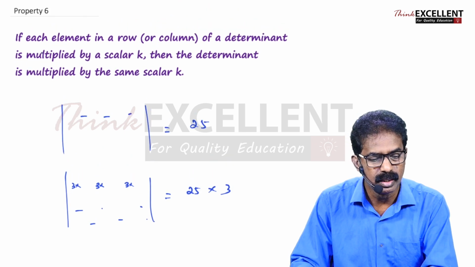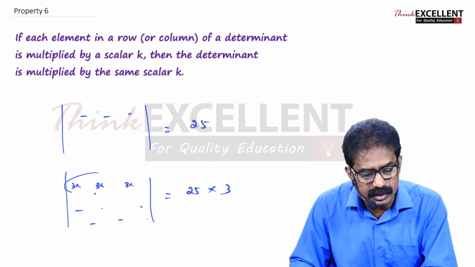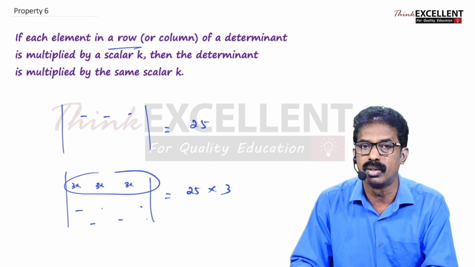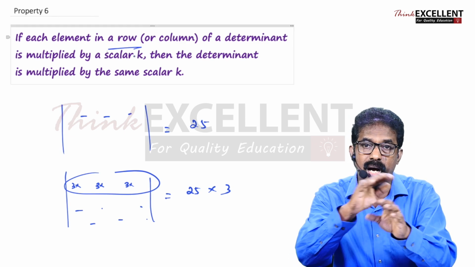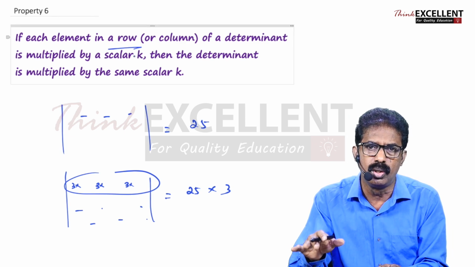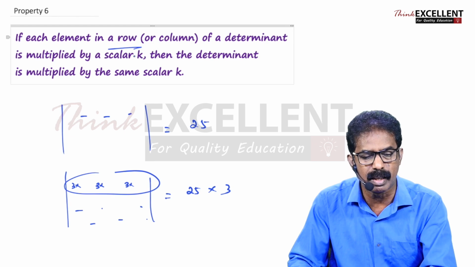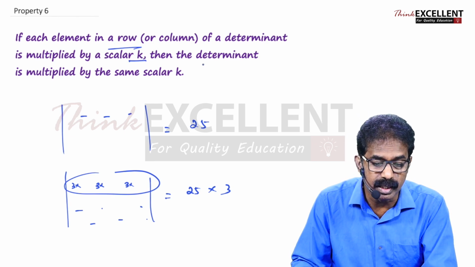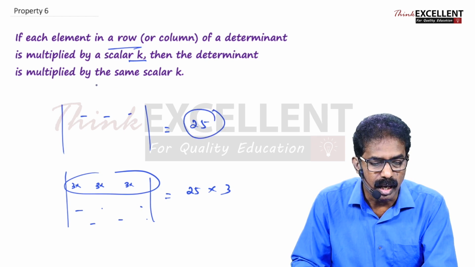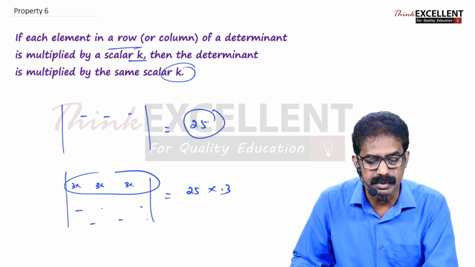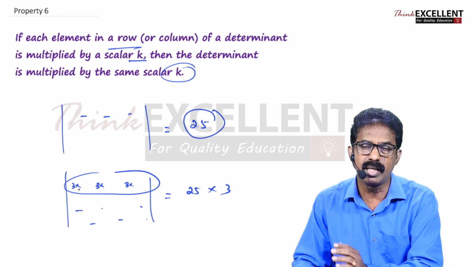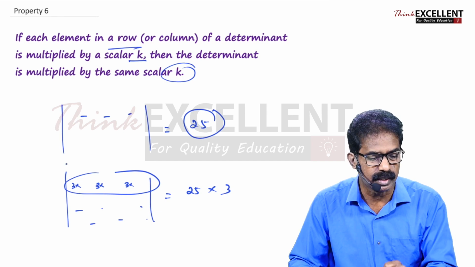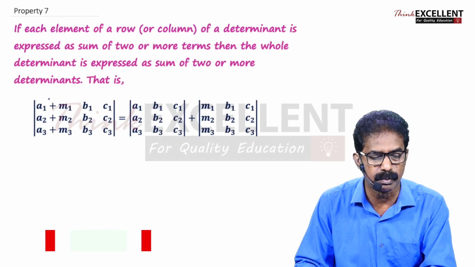See the statement now. If each element in a row or in a column, not all the elements, only that one row or that one column alone you multiply by a scalar k, then the determinant value also is multiplied by the same scalar k. If I multiply one row by 3, the answer also should be multiplied by 3. Okay, that's a very important one.